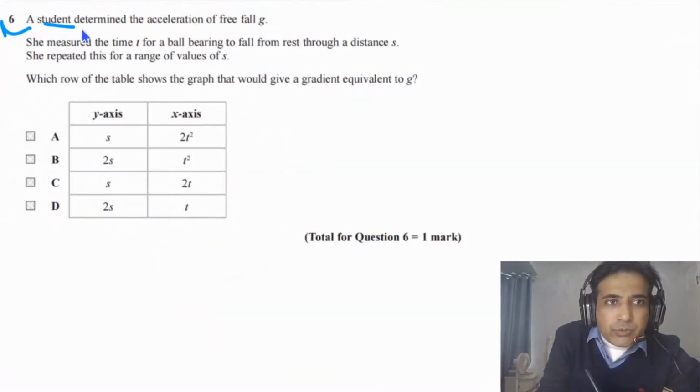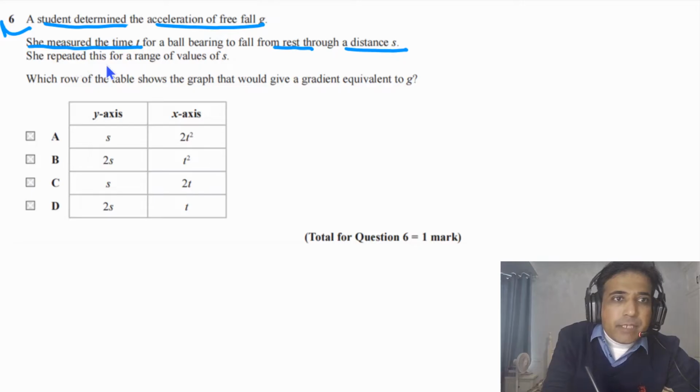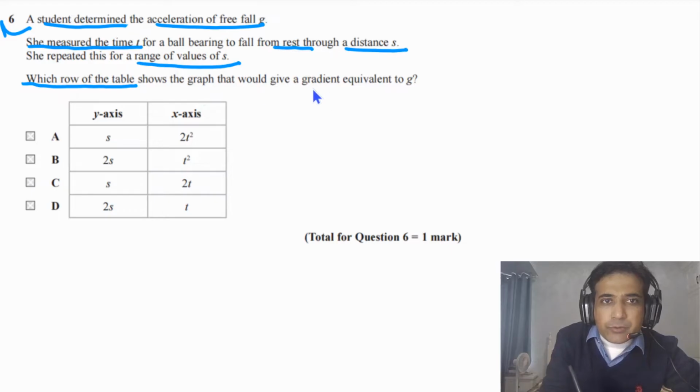Question 6 says, a student determined the acceleration of free fall. She measured the time t for a ball bearing to fall from rest through a distance s. She repeated this for a range of values of s. Which row of the table shows the graph that would give a gradient equivalent to g?